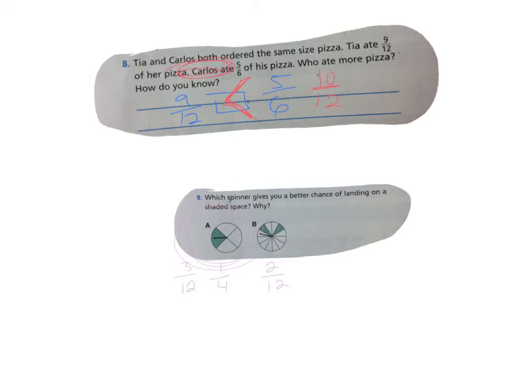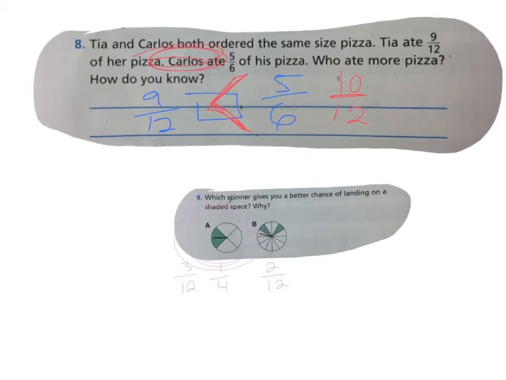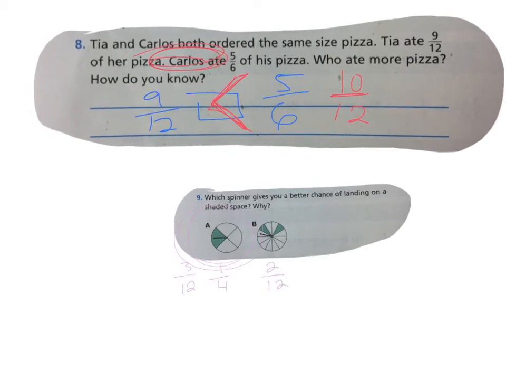We then looked at number 8 and Carlos and his pizza. Carlos and Tia ate pizza. We noticed that Tia ate 9/12ths and Carlos ate 5/6, and we couldn't compare those as they were because this was in 12ths and this was in 6ths. So we changed our 6 to 12ths and found that that would be 10/12ths, which is greater than 9/12ths. So Carlos ate more pizza.